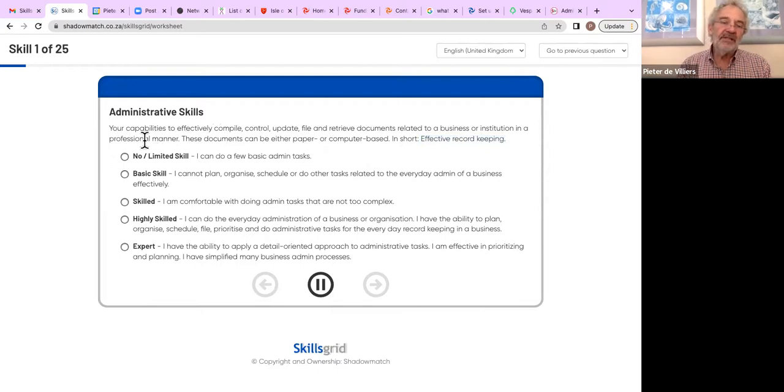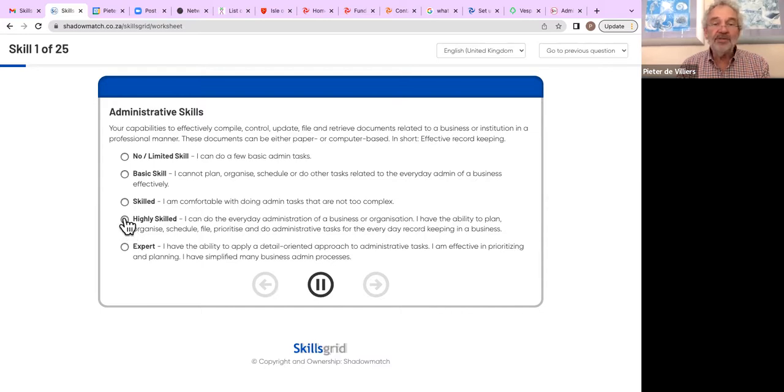So now the individual can decide, do I have limited skills? I can do a few basic admin tasks. I cannot plan, organize, schedule, or do other tasks related to the everyday admin of a business effectively. So I have no skill, limited, or basic. Or I'm skilled, I'm okay, I can do this. I'm comfortable with doing admin tasks that are not too complex.